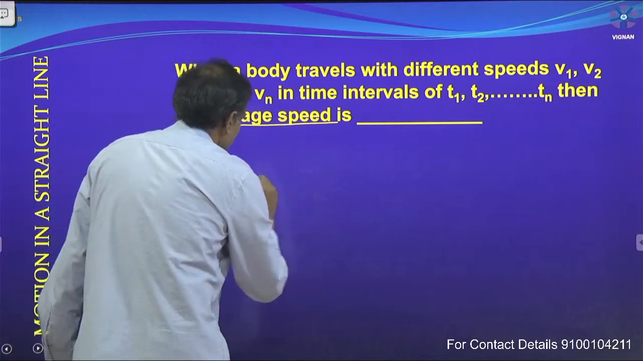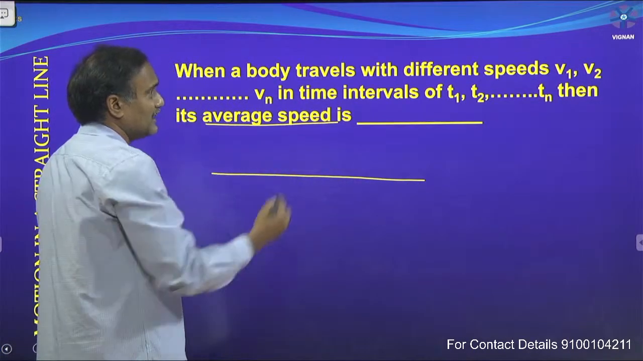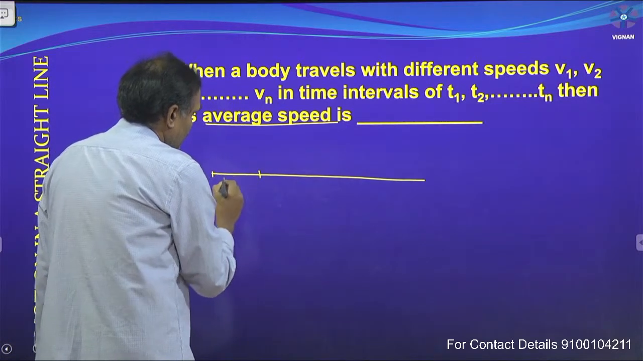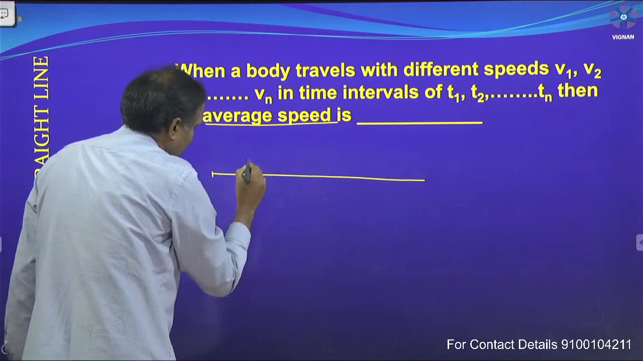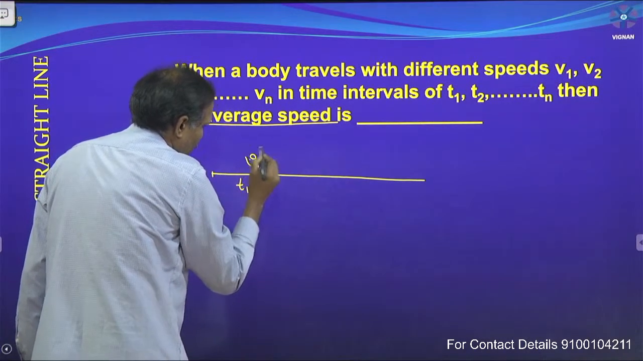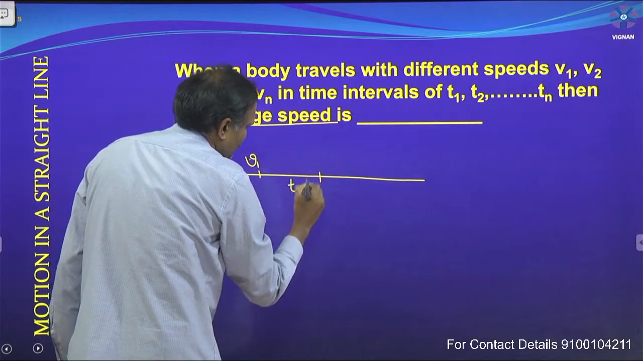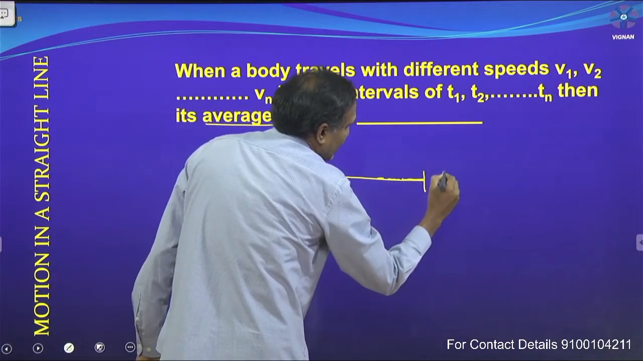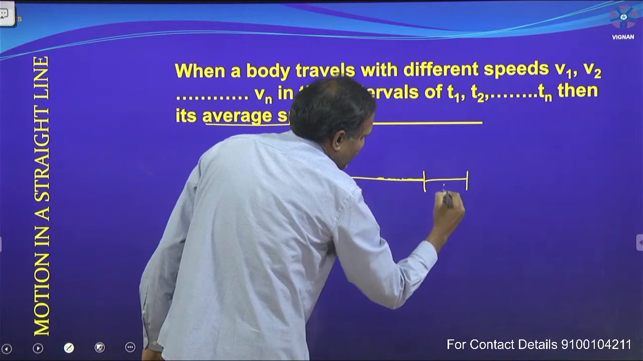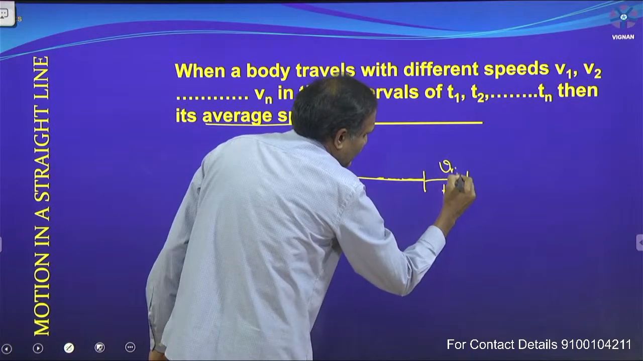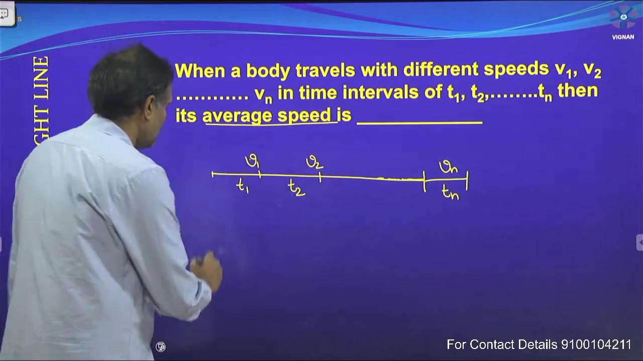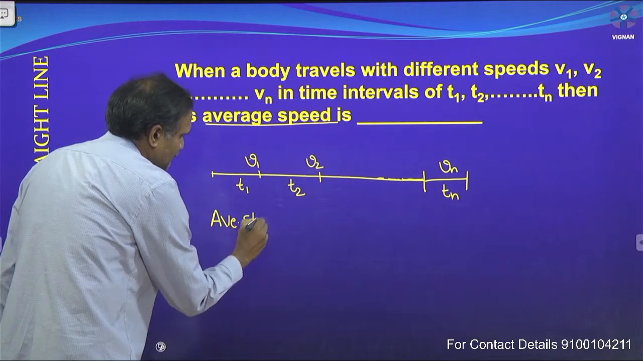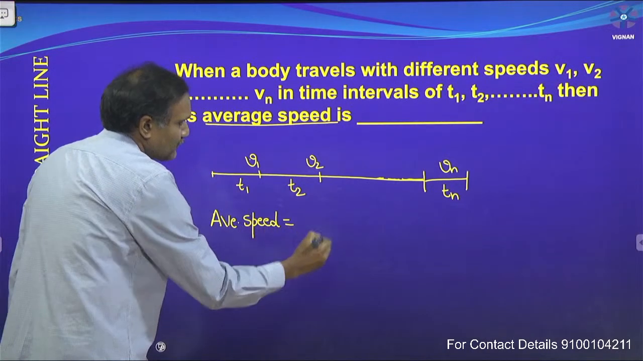A body travels along the same straight line with different speeds v1, v2, v3, so on up to vn. In the time interval t1, its speed is v1. In time interval t2, its speed is v2. So on. In the time interval tn, its speed is vn. Now, we are going to calculate its average speed. First, you tell me the definition for average speed. What is the definition for average speed?